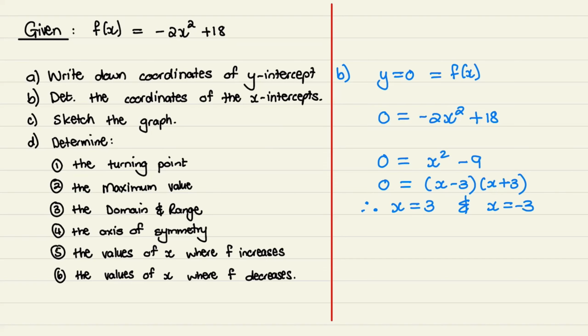But remember, the question asked for coordinates. So we have the x values and we also have the y value of 0 for both intercepts. So the x-intercepts will be at (negative 3, 0) and (3, 0).